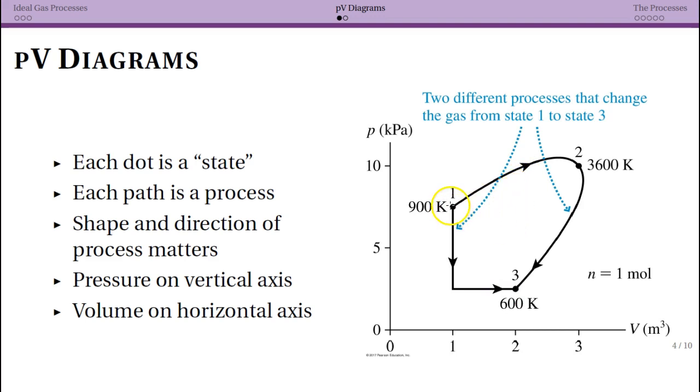Note that we've also labeled the temperature here. That's what the 900K, 600K, 3600K means. These are temperatures. Temperatures are not directly represented on this. You have pressure and volume, that's it. But remember that our third state variable is temperature. So you want to, in general, label temperatures on here if you know what they are.